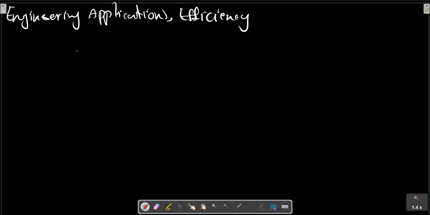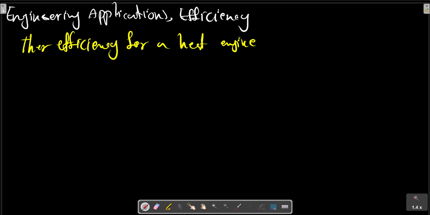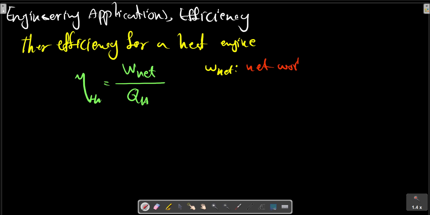In Chapter 7, we noted that the second law of thermodynamics led to the concept of thermal efficiency for a heat engine, where W net is the net work of the cycle and QH is the heat transfer from the high temperature reservoir.